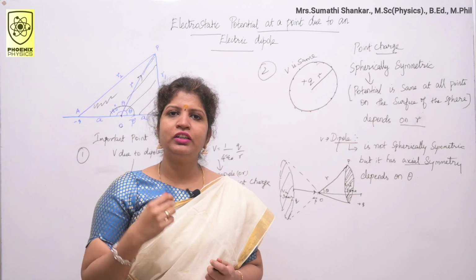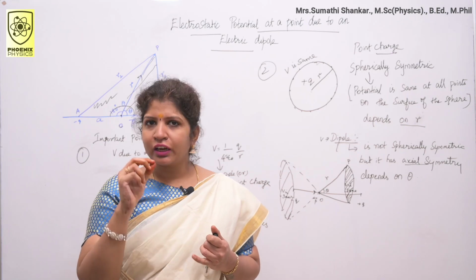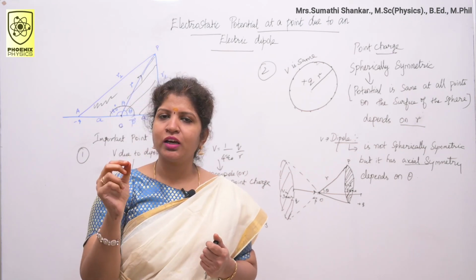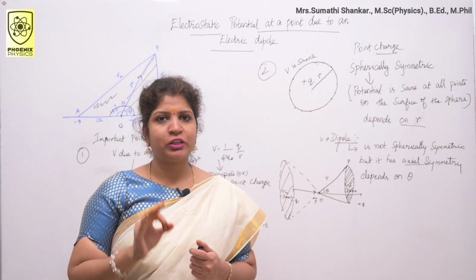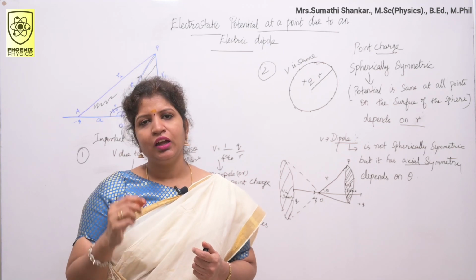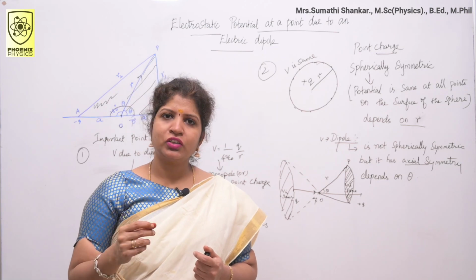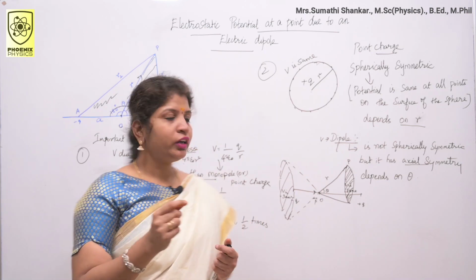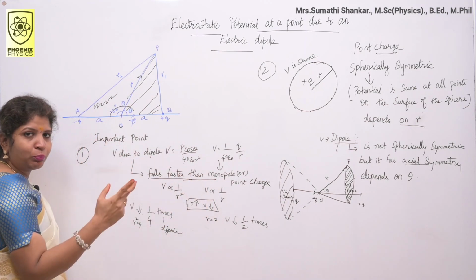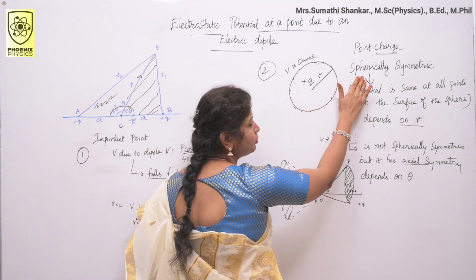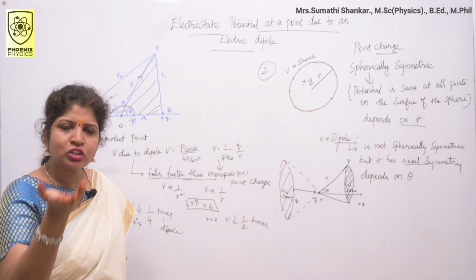In this class we discussed the electrostatic potential due to a dipole. We derived one formula, that is V is equal to P cos theta divided by 4 pi epsilon naught r square, and then we discussed three special cases for different theta: theta equal to 0 degree, 180 degree and 90 degree. Finally we discussed two important points. First one, the potential due to a dipole falls faster than a monopole. Second point, if it is a point charge it is spherically symmetric, if it is a dipole the potential is axially symmetric. What is symmetry? Symmetry means the potential is the same.